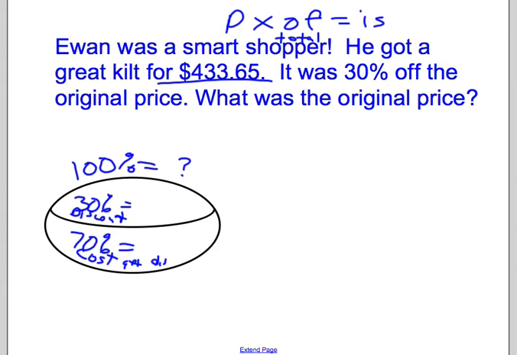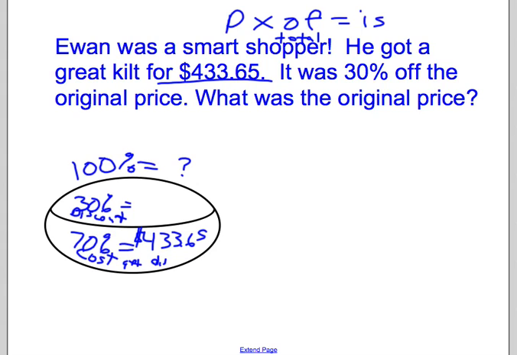Hey, Jake, Bennett, which one is it? Was 433 the discounted amount or was it the cost? It was what he paid for. It's what he paid for it. So that number goes with the 70%. We do not know the amount off yet either, or the discounted amount.